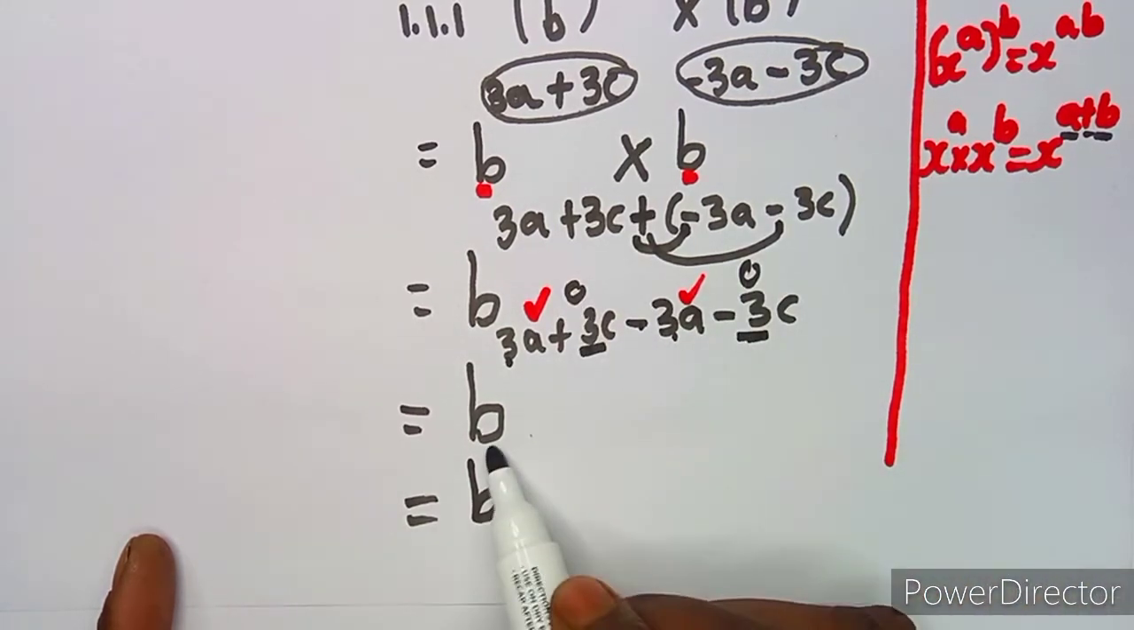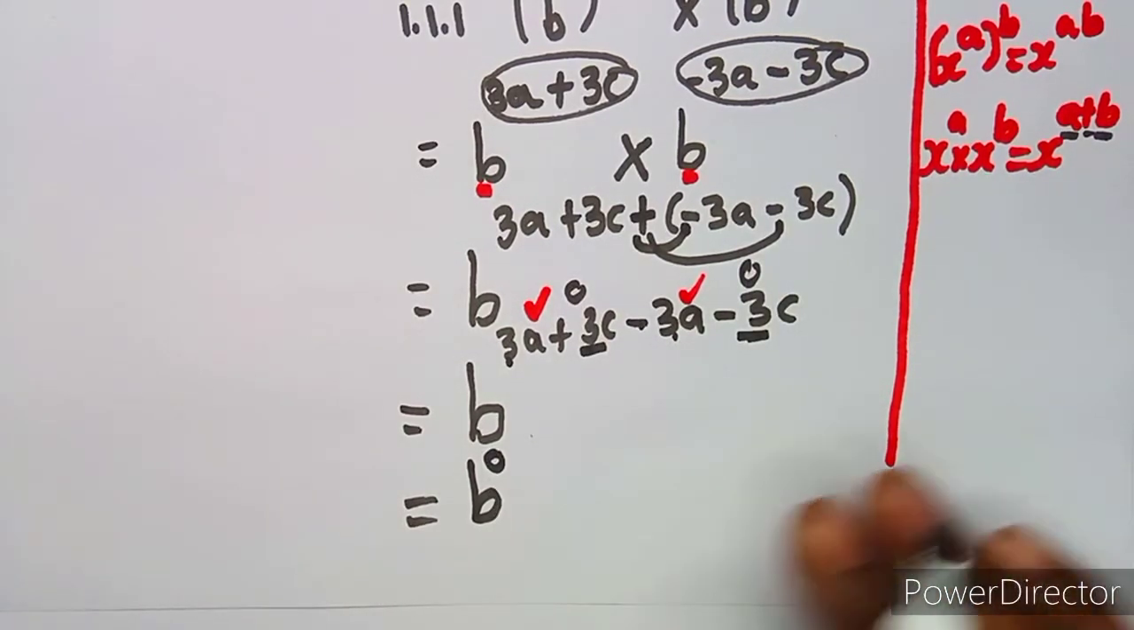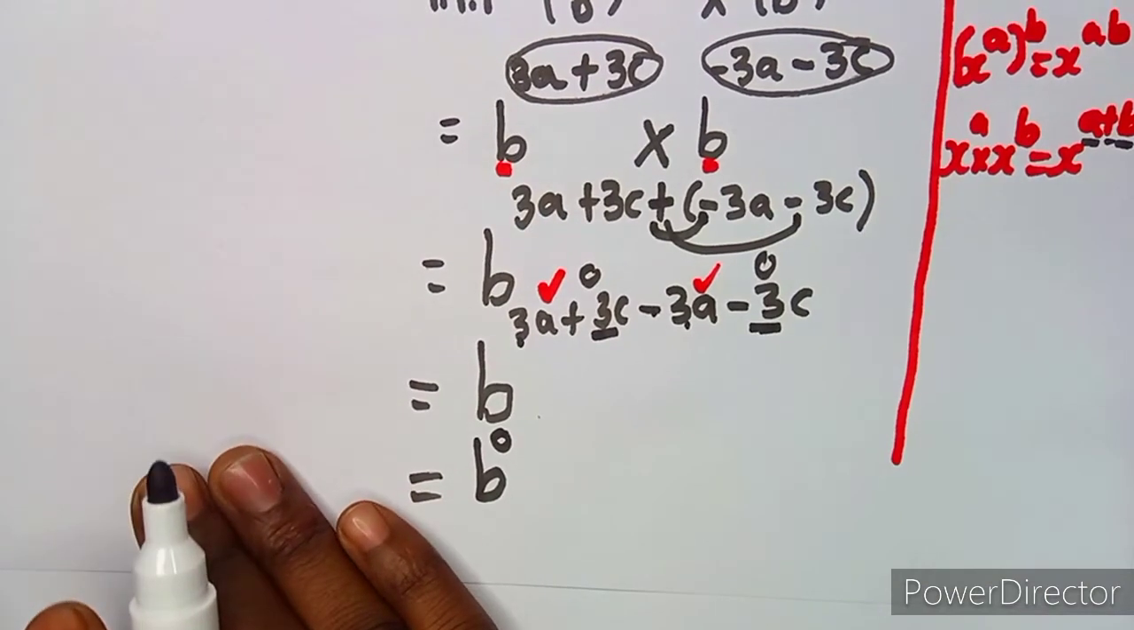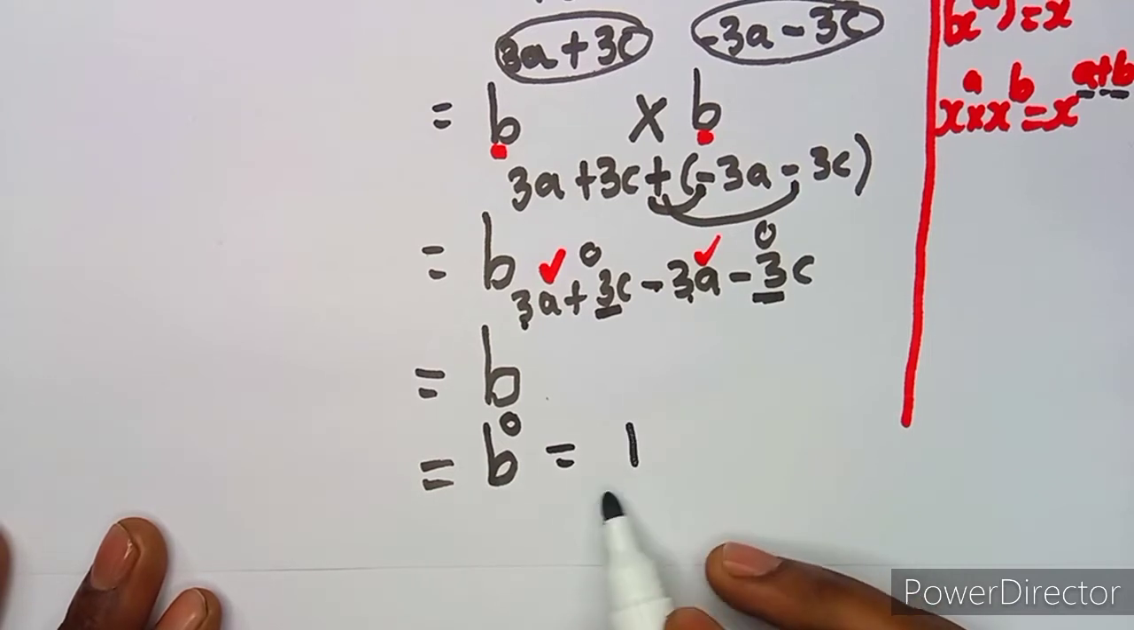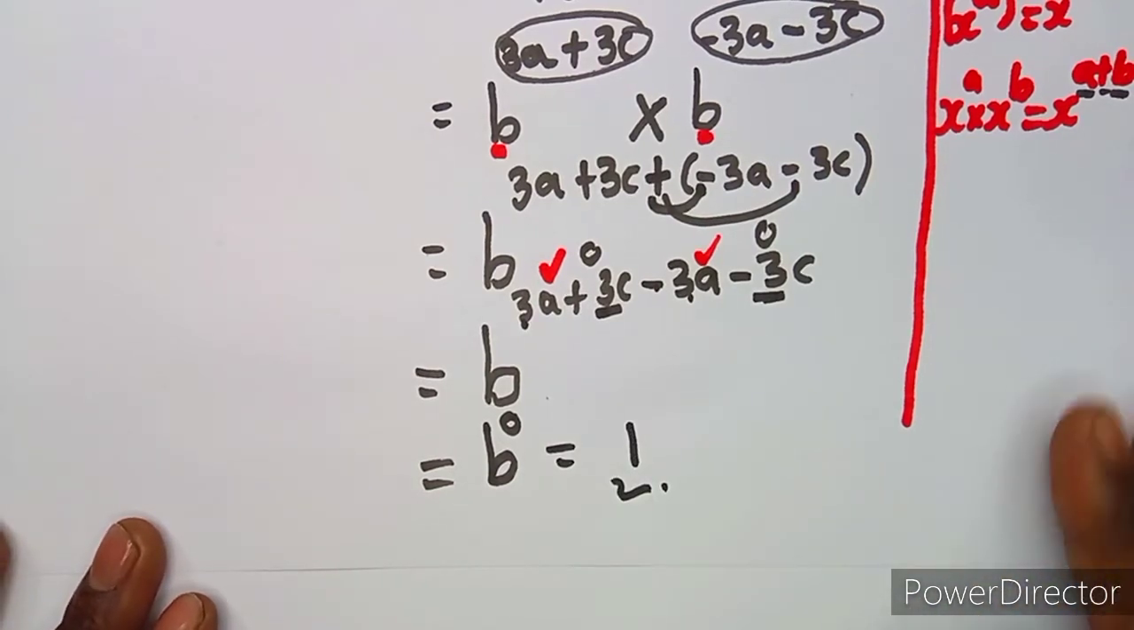So 0 minus 0, that's a 0. And we know that any number raised to the power of 0, or to the exponent of 0, is going to give us a 1. So the final answer is going to be a 1 there.